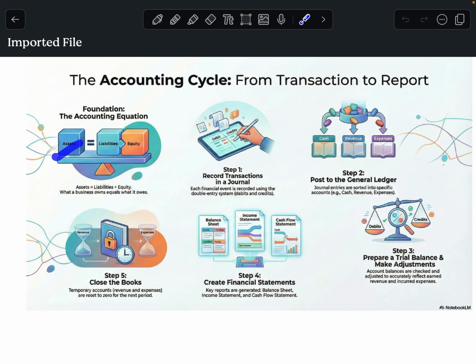equation. Accounting equation is assets is equal to liabilities plus equity. What a business owns is equal to what a business owes.